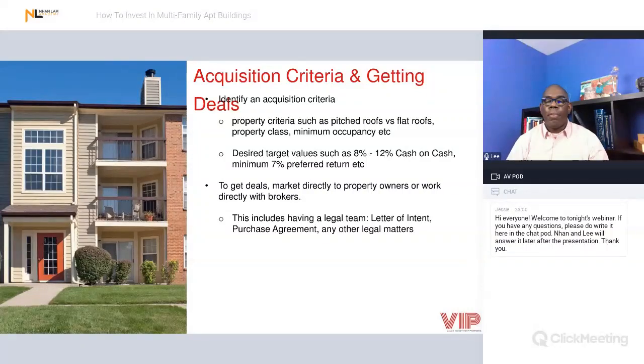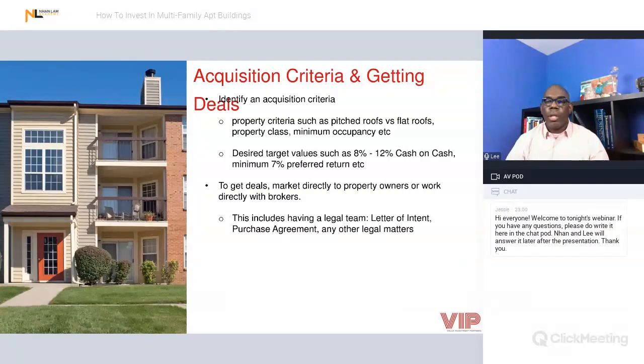The minimum preferred return is my baseline, and that always protects the investor, right? So when we get into the group investments, you'll see that a preferred return is one of the key levers in my acquisition criteria, and that's because I protect my investors, right?